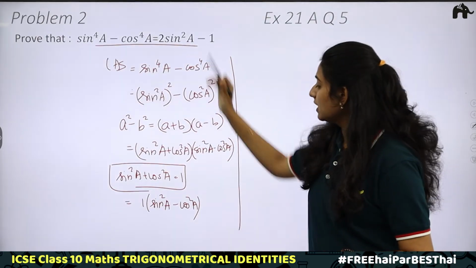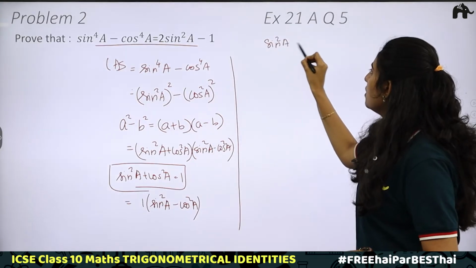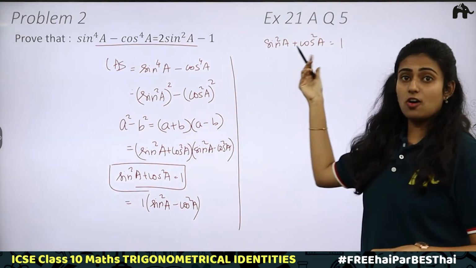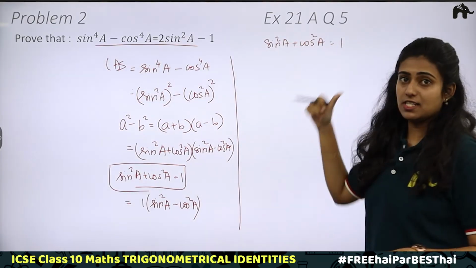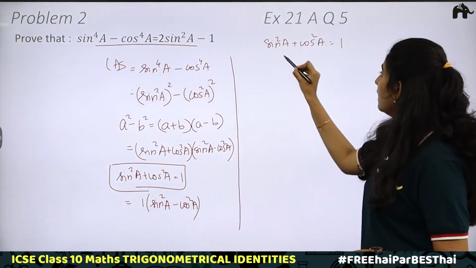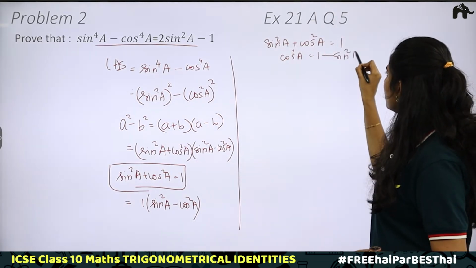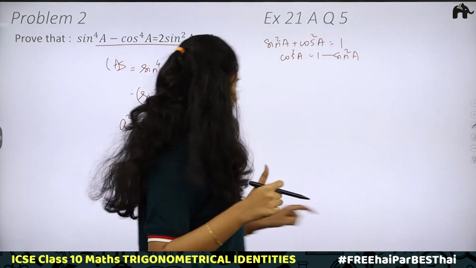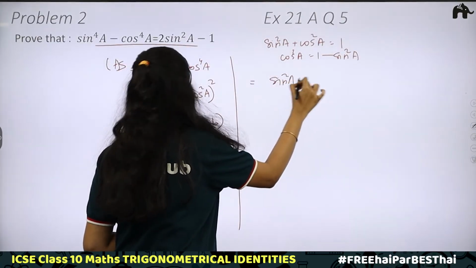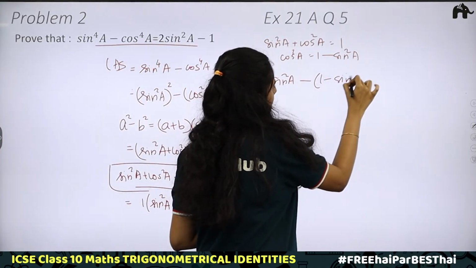Okay, so we have to get this cos in terms of sin. Since we have sin square A plus cos square A is equal to 1, what is cos square A? Cos square A will be 1 minus sin square A. We have to change this cos in terms of sin. Cos square A will be equal to 1 minus sin square A. We are going to substitute it here. Then we get sin square A minus cos square A is 1 minus sin square A.